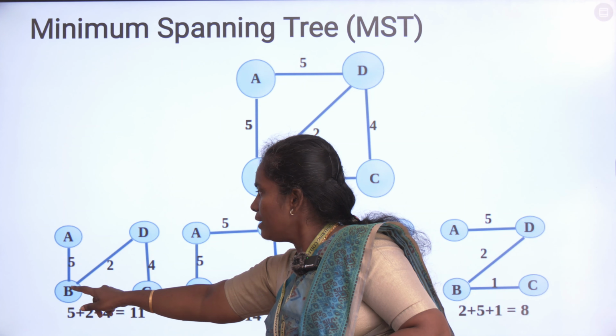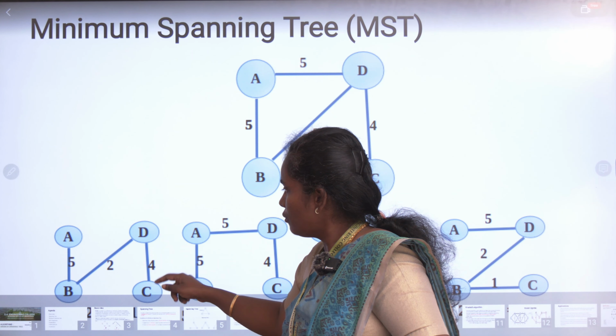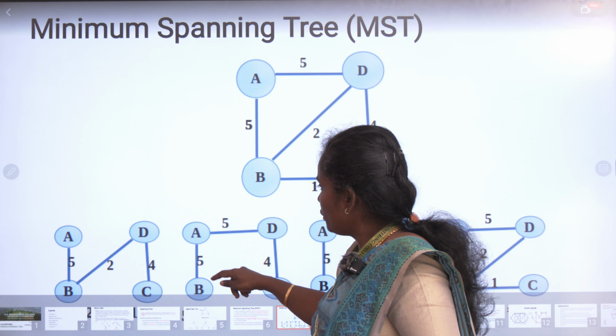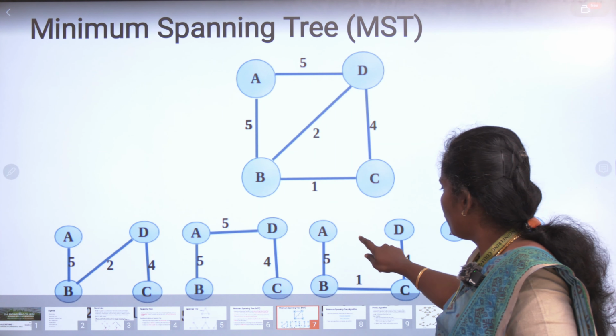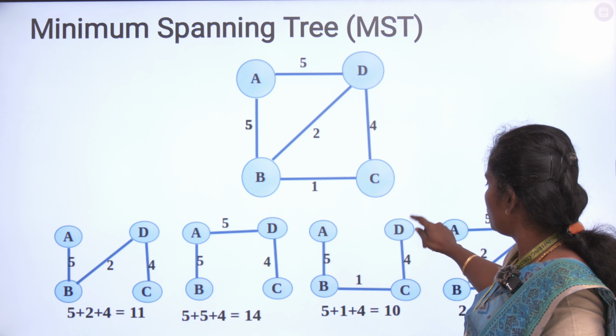A to B 5, B to D 2, D to C 4. Then A to B 5, A to D 5, then D to C 4. Then A to B 5, B to C 1, C to D 4.